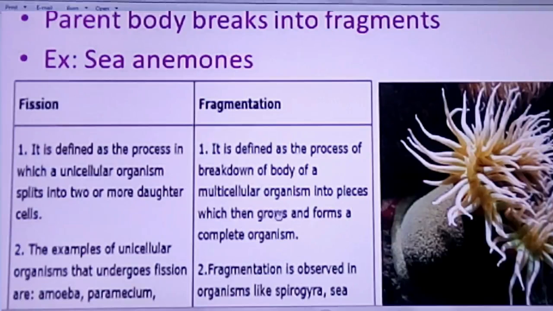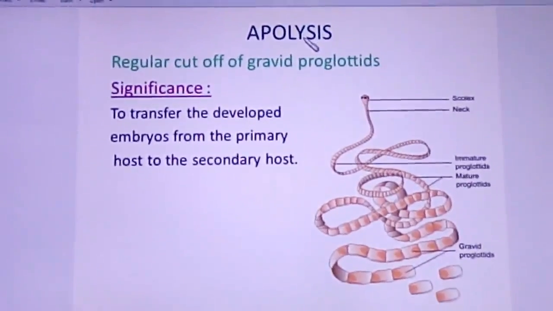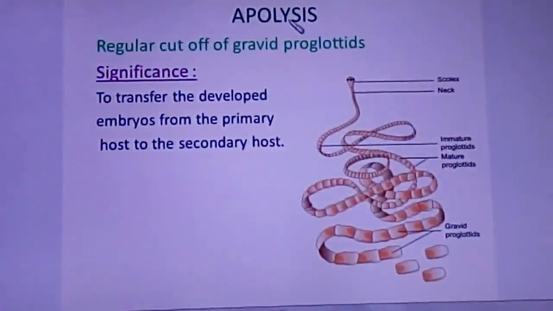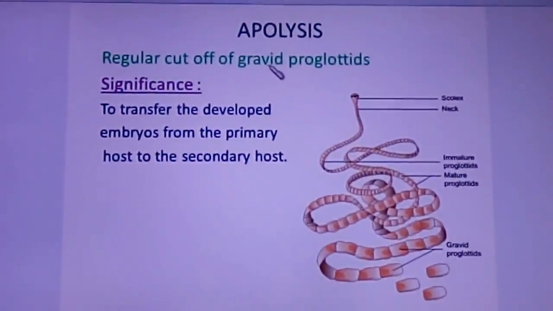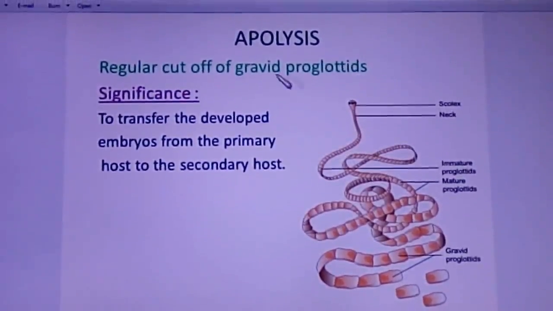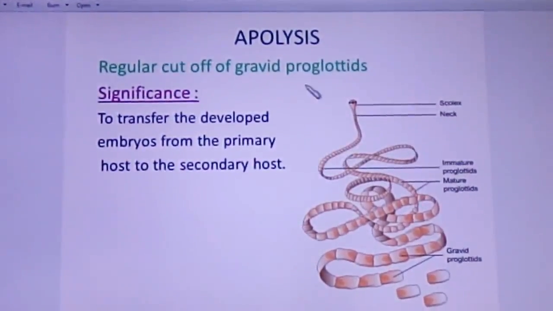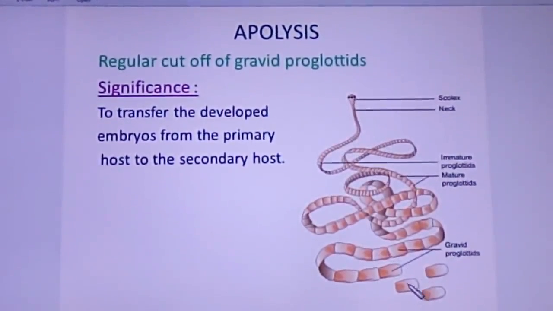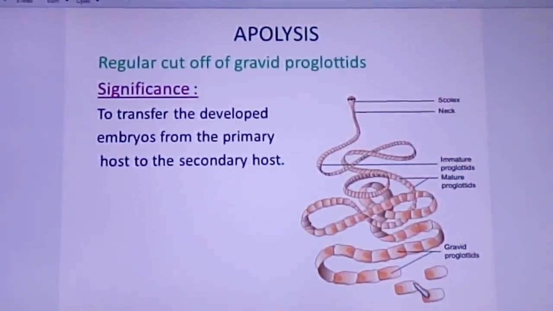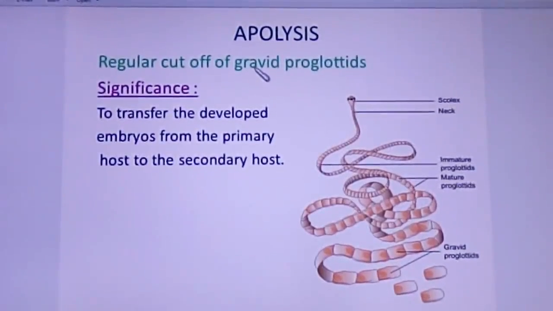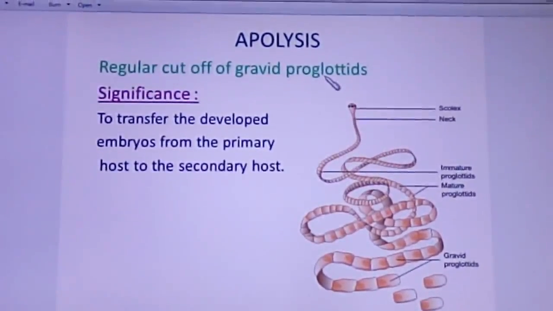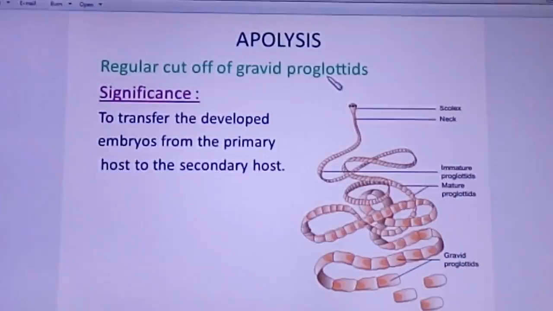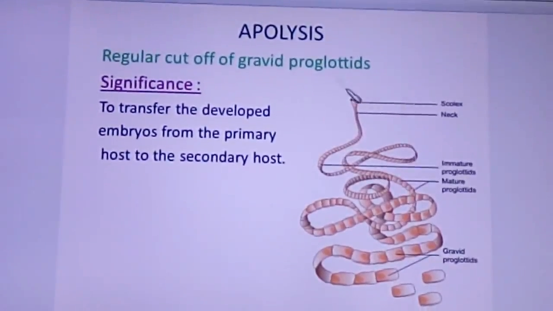Next one is called apolysis. Apolysis actually is not a method of reproduction, but a process where regular cut-off of gravid proglottids occurs. Proglottid means each segment of the tapeworm. Gravid proglottid means a ripe or mature proglottid. Gravid proglottids are seen in the posterior end of the tapeworm.